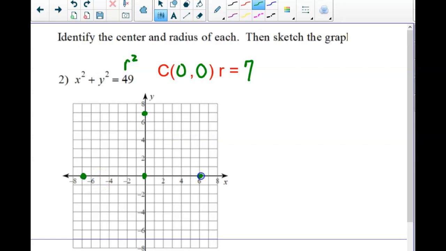We're going to 0, 0 and going out 7 in all four directions and then trying to make a circle. Mine usually looks like a football or an egg or something that got kicked in on the side. I don't know. Look around. How's everybody doing? Who's got the best one?